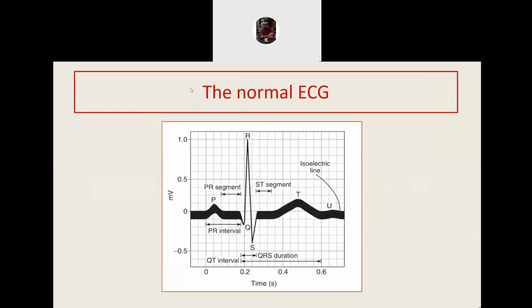After the recording, the normal ECG looks like this. It has a few positive waves, which are upward deflections, and some negative waves, which are downward deflections. And the durations are known as either segment or interval. When the duration does not contain any wave, it is called a segment. And when the duration includes at least one wave, it is known as an interval. So a segment does not contain a wave, whereas an interval contains a wave. That is the basic difference between segment and interval.